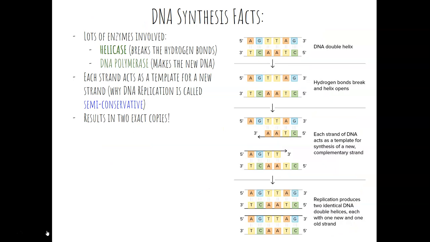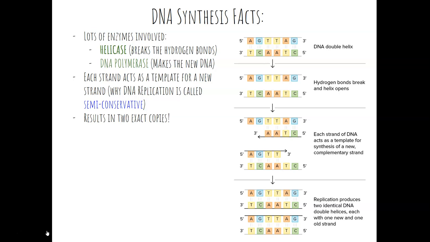DNA synthesis requires a lot of different enzymes. One of them is called helicase, and that breaks the hydrogen bonds between the bases. Another important enzyme is called DNA polymerase, and that actually makes the new DNA. Each strand can act as a template for a new strand, and it results in 2 exact copies. So this picture on the right-hand side here shows a DNA double helix with the hydrogen bonds in a pale gray color.